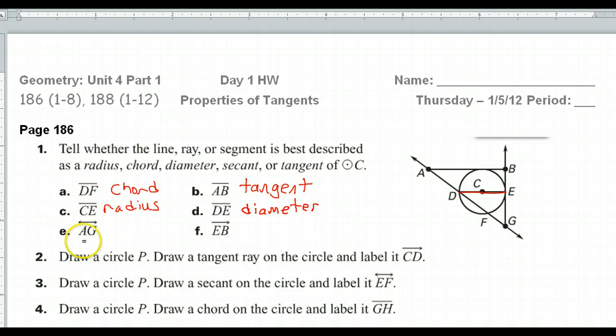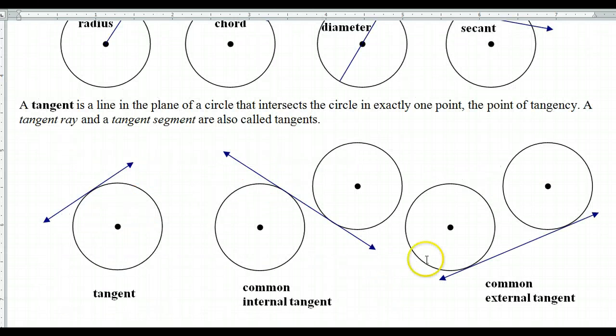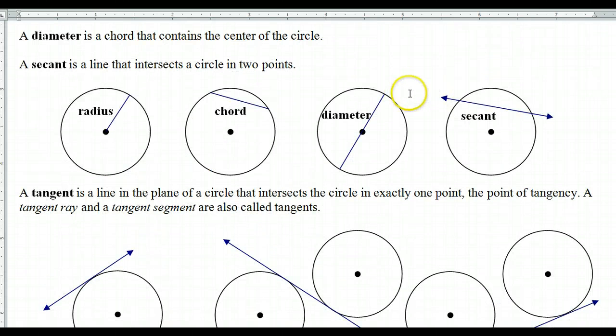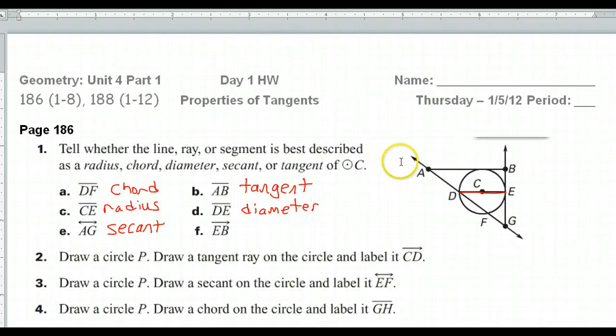Line AG. Okay, line AG is a secant. Remember what we just talked about. A secant, looking back at our vocabulary, a secant is a line that passes through the interior of a circle, and that's what AG is doing. Line AG, a secant. And finally, ray EB. Ray EB is up here, like this, and that is another tangent.